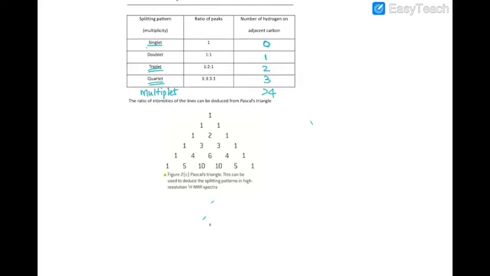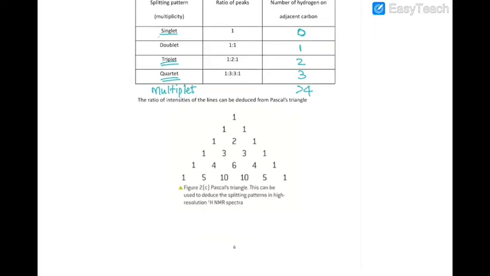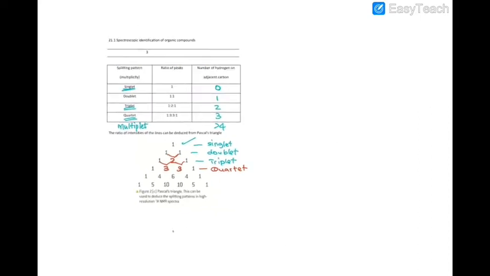Now you can easily recall the intensities of the peaks by using Pascal's triangle. So the first line, when you have a singlet, the ratio is just 1. If you have a doublet, the ratio is 1:1. If you have a triplet, you can just combine 1 plus 1 is 2. That would be for a triplet. For a quartet, you can just add these two: 1 plus 2, 3. 1 plus 2, 3, and so on. So you can use Pascal's triangle to recall the ratio of the peaks. No need to learn them by heart.